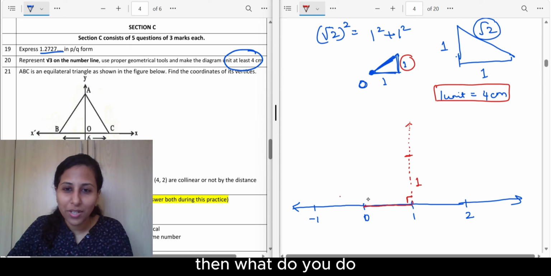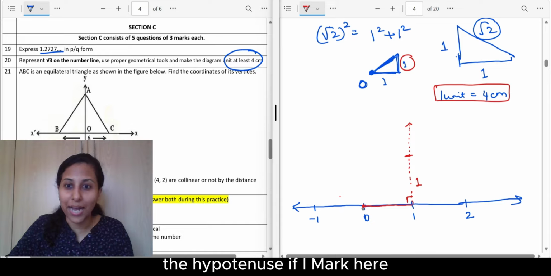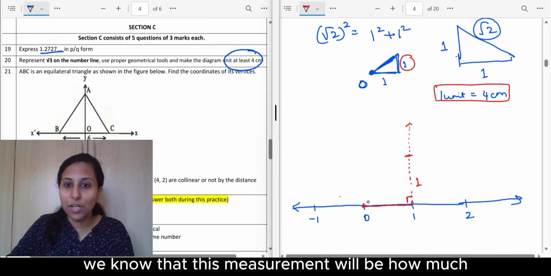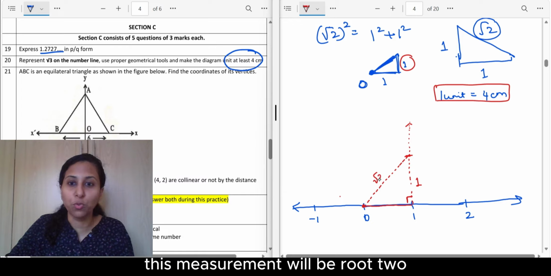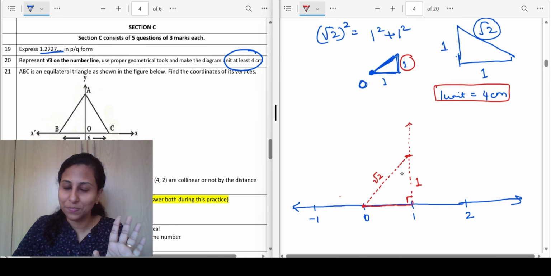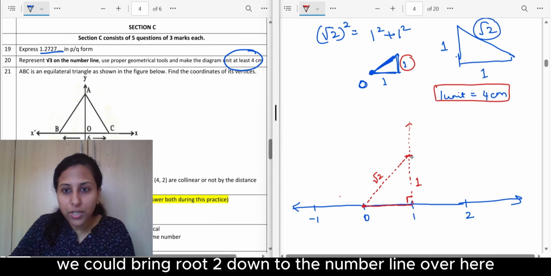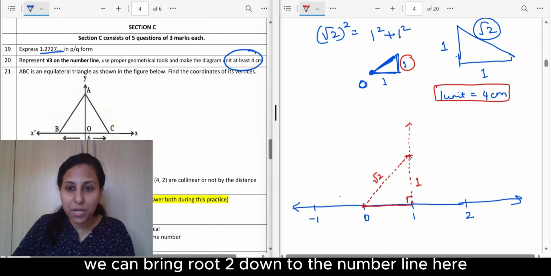Then what do? Now we know if I join this point and this point, the hypotenuse if I mark here, we know that this measurement will be how much? This measurement will be root 2. Correct? That measurement is root 2. Then what do? We can bring root 2 down to the number line here.